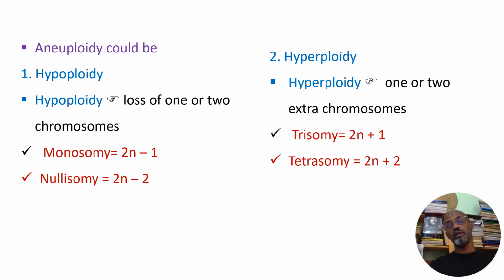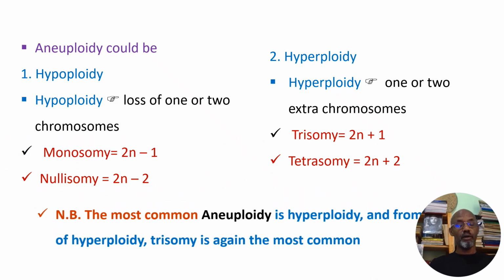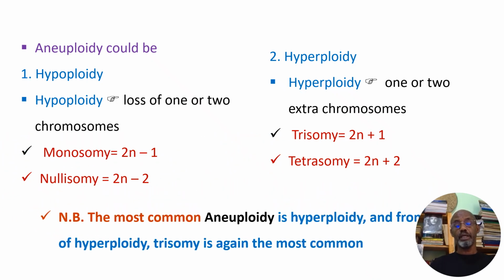Trisomy 21, trisomy is 2n plus 1. And tetrasomy is 2n plus 2. Don't forget this terminology, very important. You have to know the most common aneuploidy is hyperploidy. And from this hyperploidy, which one is the most common? Of course, trisomy, when the cell has one extra chromosome. Trisomy is again the most common aneuploidy.